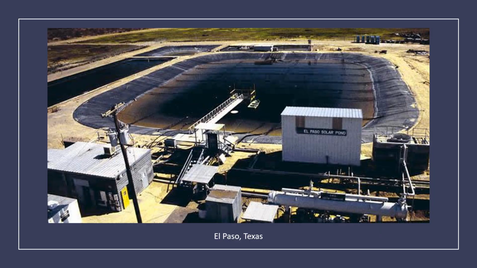In El Paso, Texas, there exists a much smaller pond, but it is still one of the largest solar ponds in the United States. It has an area of about 3,200 square meters, or approximately 8/10 of an acre. This pond powers 20% of the local operations of Bruce Foods Corporation.